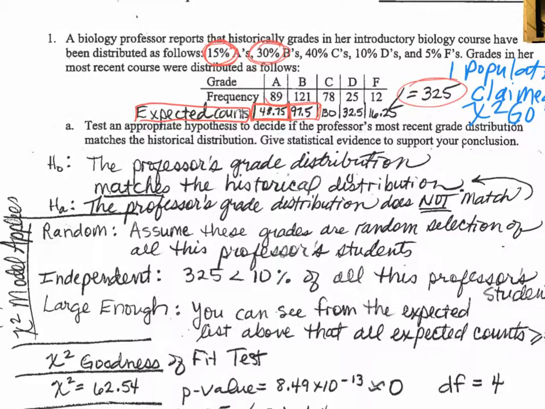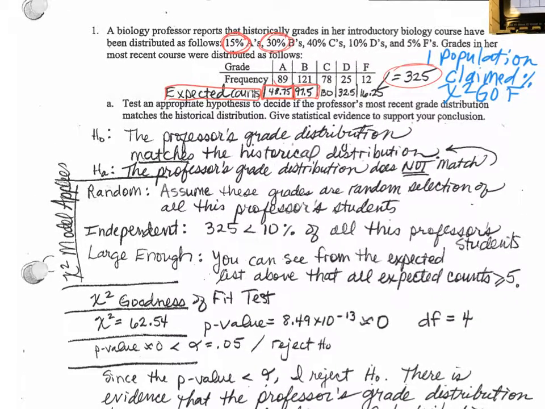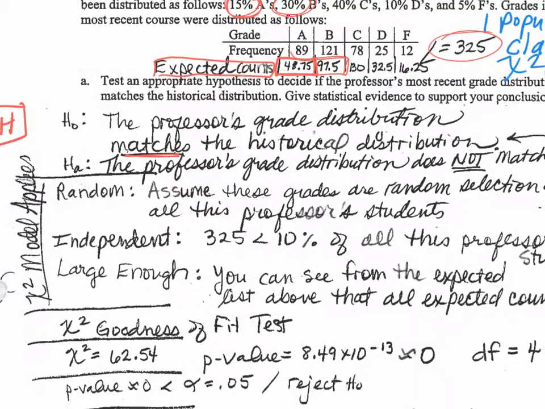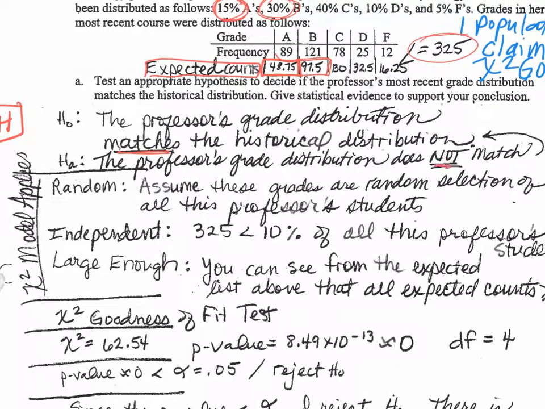All right, so we do a "phantoms" model without the P. We do not have to define that parameter. Our model starts with H0, where we say the null hypothesis: the professor's grades are distributed as the historical distribution says, so it matches what the professor historically has done. And the alternative is that the grades do not match what the professor has historically done.